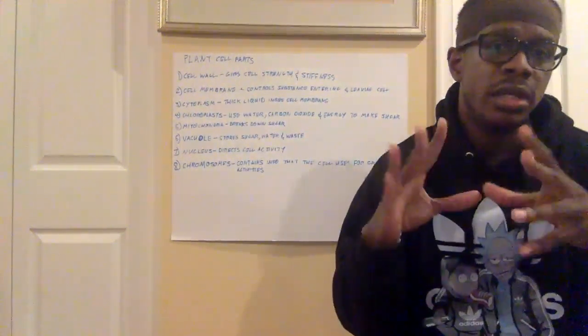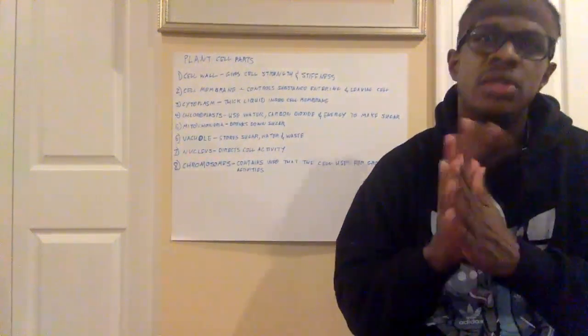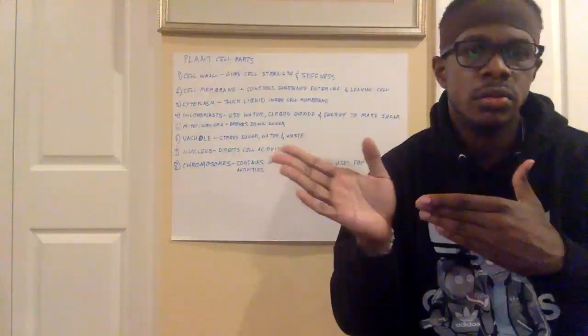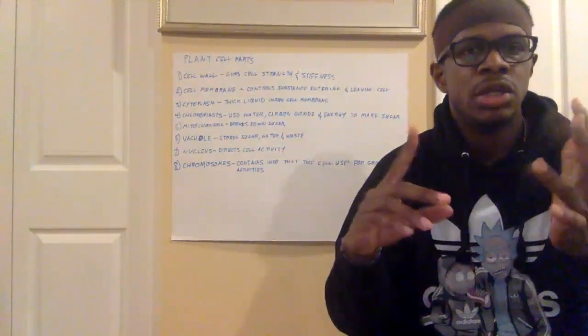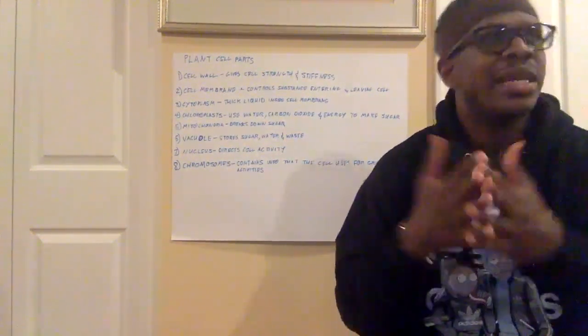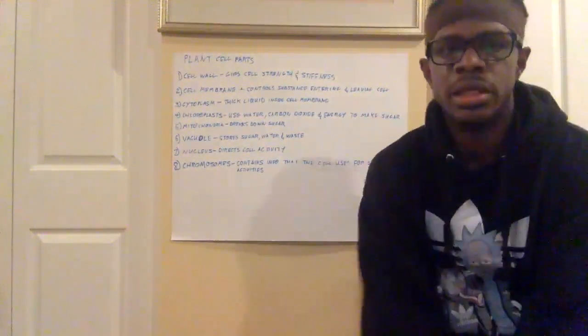Now, I highly recommend that you write these down and get familiar, because you're going to need to know all 8 of them, and they're going to be on the work tomorrow. So cell membrane controls which substances enter and leave the cell. Think of it like the gatekeeper. It says, well, you're not allowed in, go ahead, you're allowed.